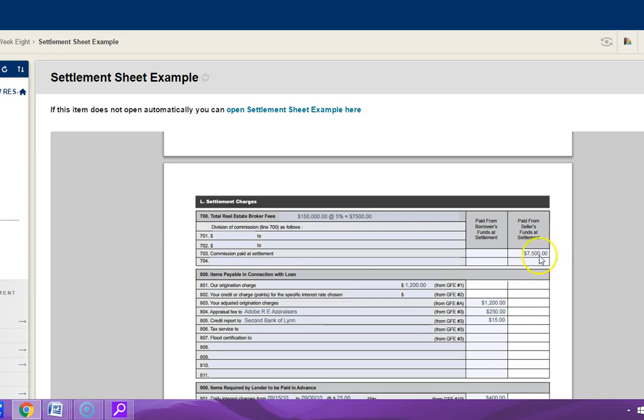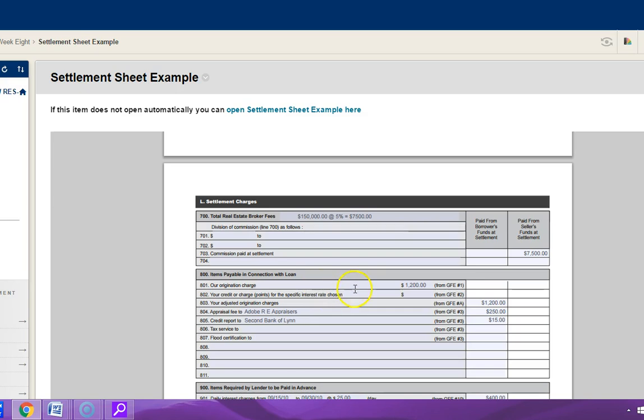If you're doing it the way I'm doing it, you put it on the seller's side because the seller's responsible for it. And then in 701 or 702, if there's more than one broker splitting this $7,500 commission, you'd list it here. So $3,000 to Century 21, $3,500 to Kelleher Williams, whatever it happens to be.